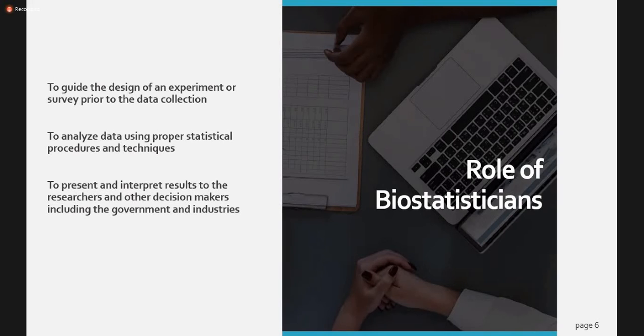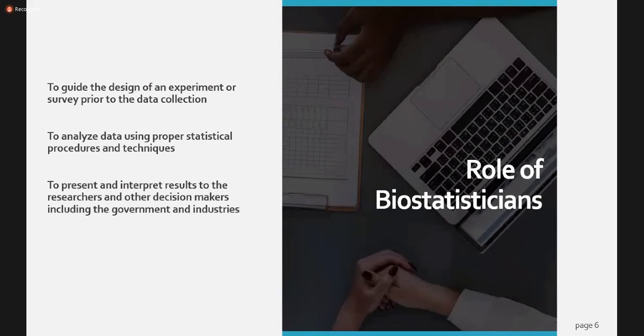What does this mean? This means that the role of biostatistician starts even before the conduct and execution of an experiment or a survey, because the biostatistician tells the clinical researcher where to collect data, who to collect data from, how to sample the population, and things like analysis of data and questionnaire making. So the role of biostatistician starts even before the start or execution of a research study.